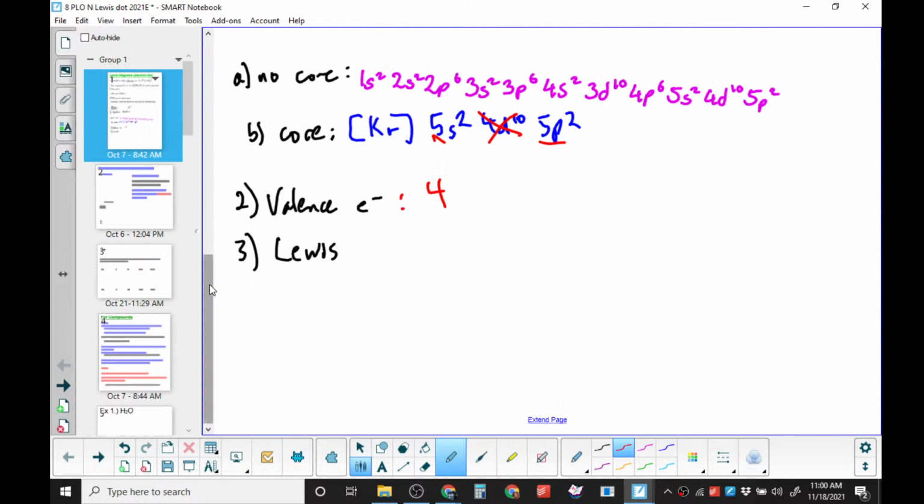Now, I haven't told you how to do a Lewis dot diagram. It's from last year. So a volunteer who remembers from last year, what would this look like? I've already called upon you. Yes. Oh, would you like to come up? Sure.